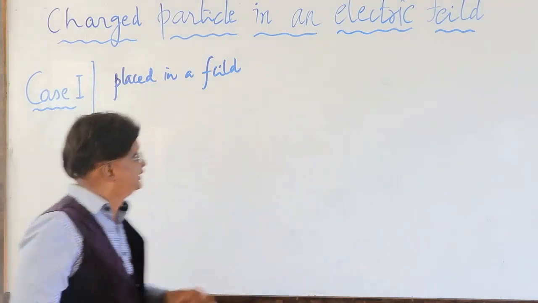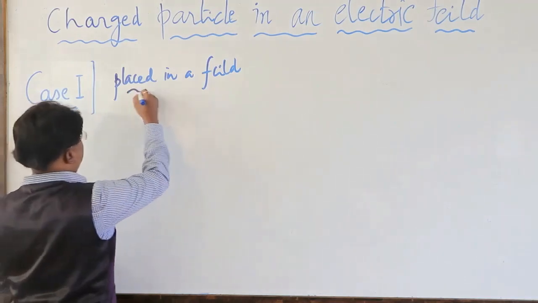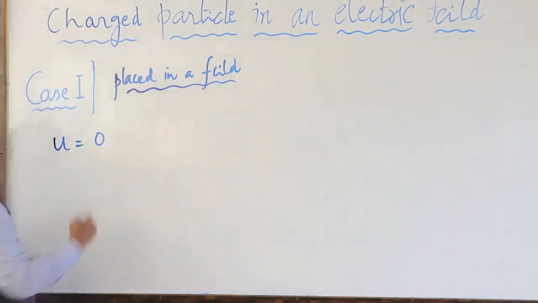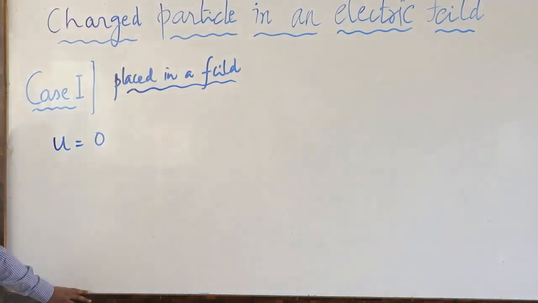Now this is the data here. Placed in an electric field means that u is equal to 0. Since it is placed, u is equal to 0.